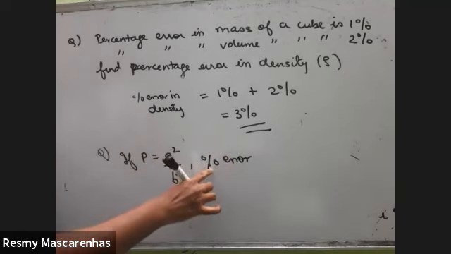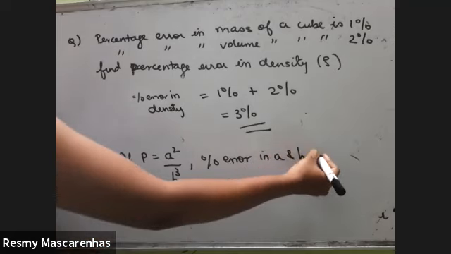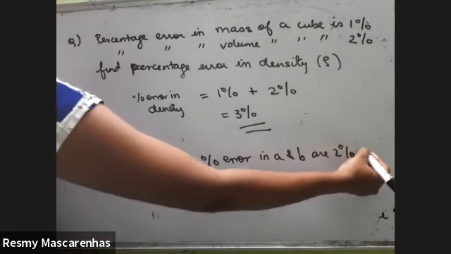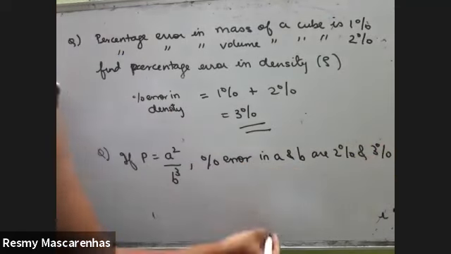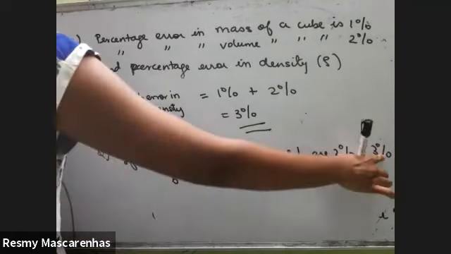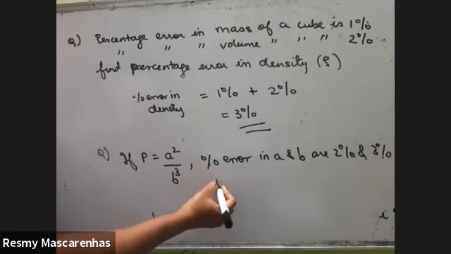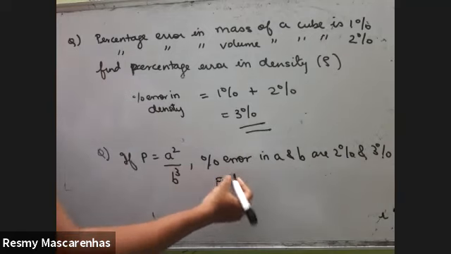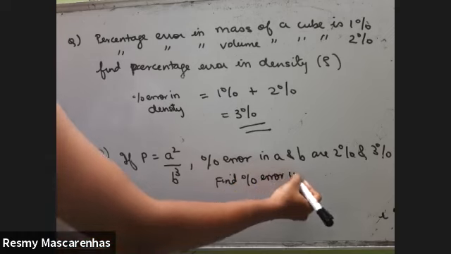Just giving it to you in shortcut form: percentage errors in A and B are 2% and 3%. This is for A and the second one is for B. Find the percentage error in P.